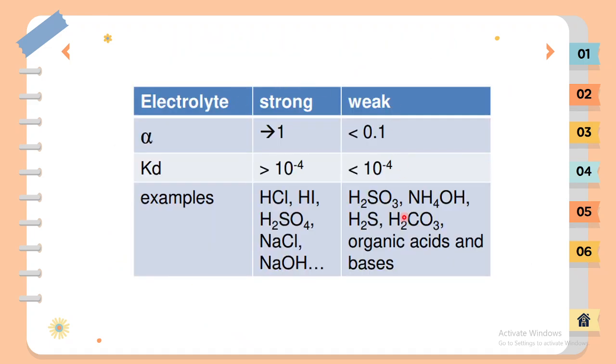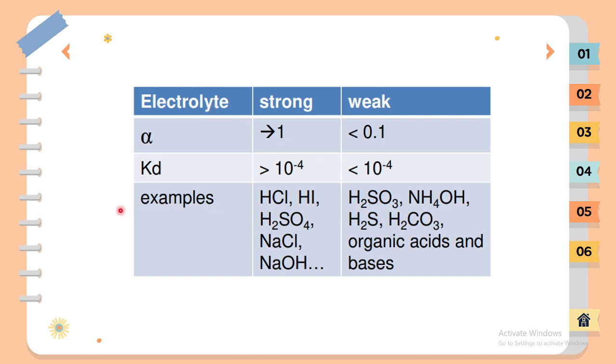In this table, we can see the different ranges. For electrolytes, we have strong electrolytes and weak electrolytes. As we saw before, alpha can be from 0 to 1. If it's less than 0.1, it's a weak electrolyte. And if it's between 0.1 and 1, it's a strong electrolyte. And for KD, if it's more than 10 to the power of minus 4, it's a strong electrolyte. And if it's less than 10 to the power of minus 4, it's a weak electrolyte.